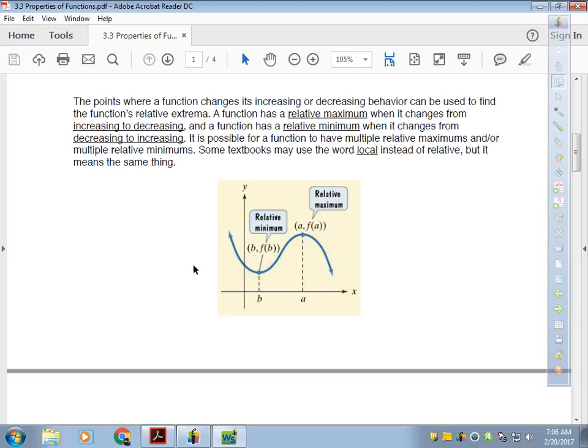Now, it is possible for a graph to have multiple relative maximums and relative minimums. You don't necessarily just have to have one. You could have more than one. You can also have none. It could be a graph where you don't have any relative maximums or any relative minimums. So just be aware that it's not necessarily one final answer. It could be multiple, or it could be none. The other thing to be aware of is that some textbooks use the word local instead of relative, but it means the same thing. Local and relative are just synonyms. So if I say local maximum, it means the same thing as relative maximum. Or if I say local minimum, it means the same thing as relative minimum.